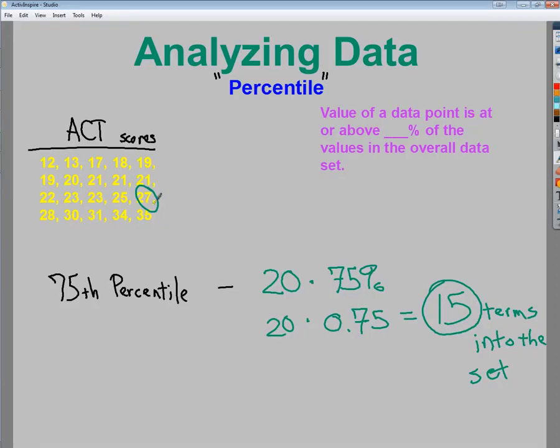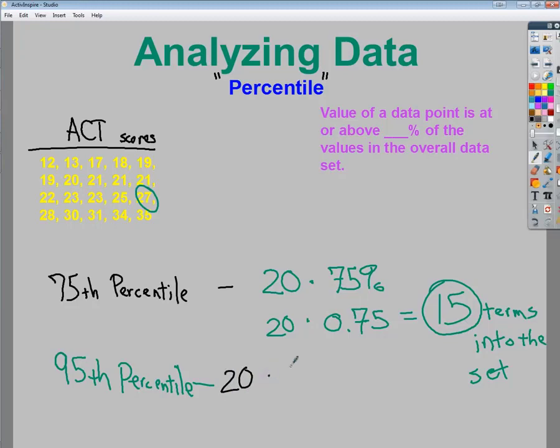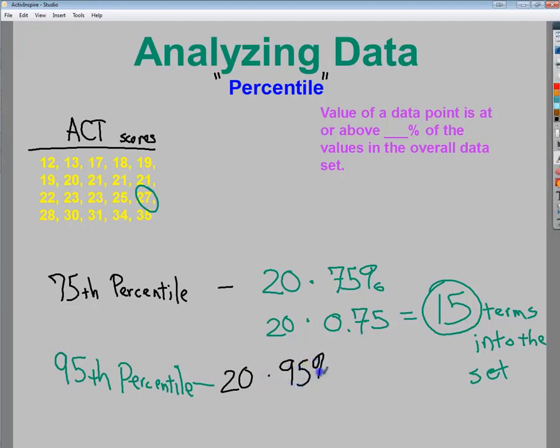If I wanted to get way up there, like I wanted to just overachieve a lot, maybe I want to get in the 95th percentile. Well, in that case, I would take the same number and multiply by 95%, which of course would be 20 times 0.95. And I would find out that that would be the 19th term in the set.